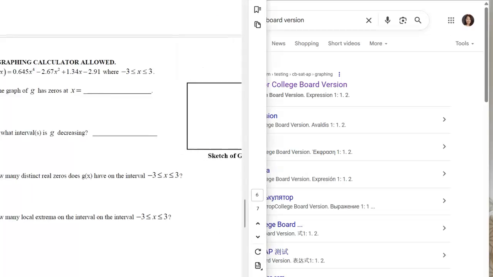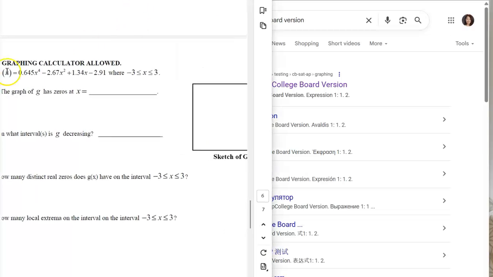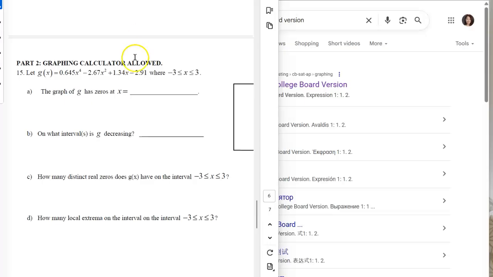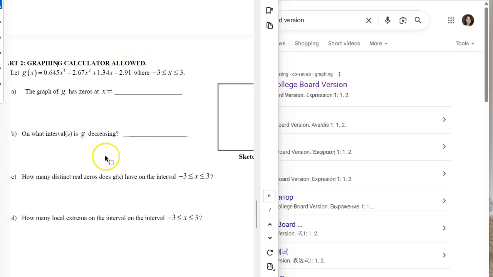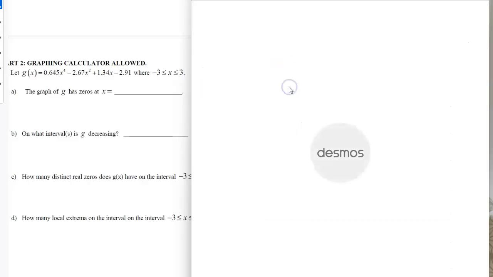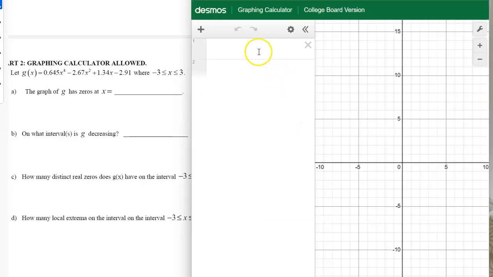All right, folks, I'm going to go ahead and go over the study guide, the calculator section. G of X is that. We will look for all of that. So go to Google. Do not just use regular Desmos. Always have a habit of typing Desmos College Board version, because that's going to give you the exact calculator that you'll be allowed to use in the AP exam. So there it is. It has a green bar on top.